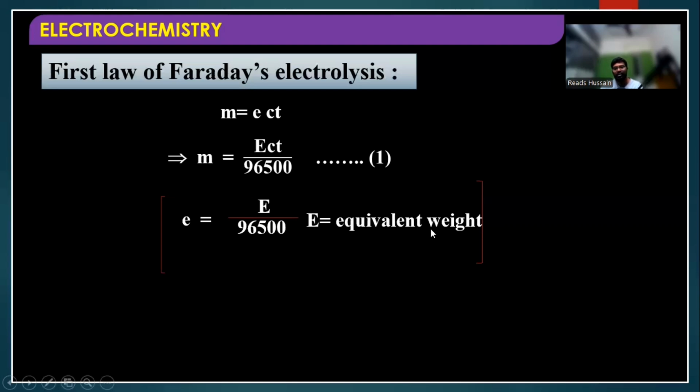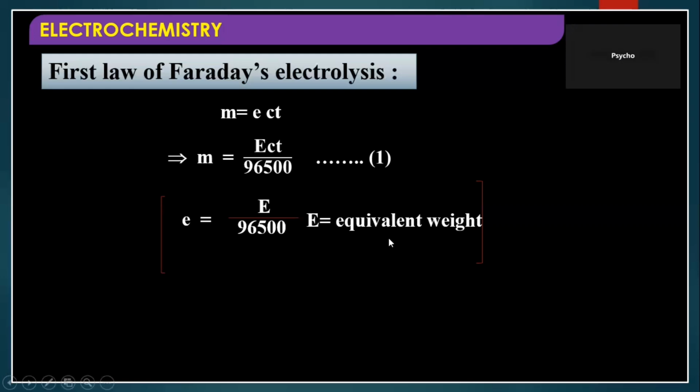So this part, equivalent weight, is also very important. In the previous classes, here and there, I have given equivalent weights of a few elements. Okay, no need to worry. If you don't know, no need to worry. And in the coming classes also, we'll discuss equivalent weights of some important elements that you must know. Okay, this is all about Faraday's first law, right?